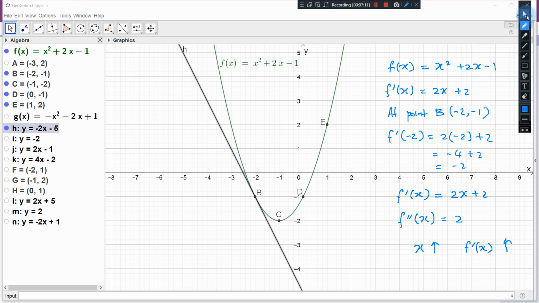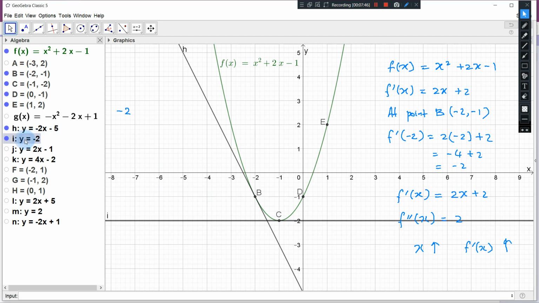Let's see. Now, the point B is -2, right? The coordinate of point B is (-2, -1). Now, the gradient is -2. Let me copy down first. Now the gradient is -2. So how about when the x increases 1 unit, becoming -1? The gradient becomes 0.